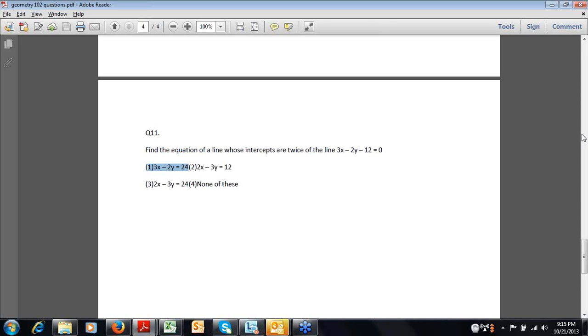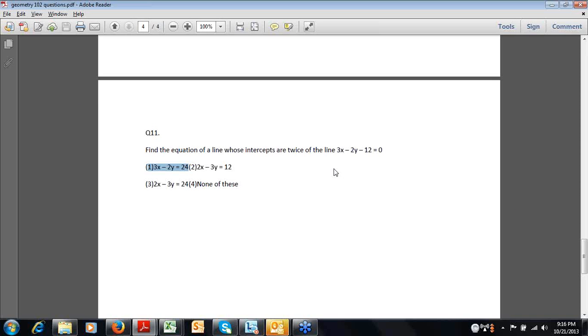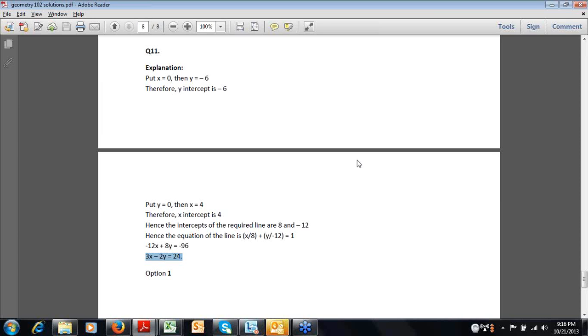So that is for the day. Okay. Question number 11. What is the question? Question is asking, find the equation of a line whose intercepts are twice the line of this. So the given equation is 3x minus 2y is equal to 12.